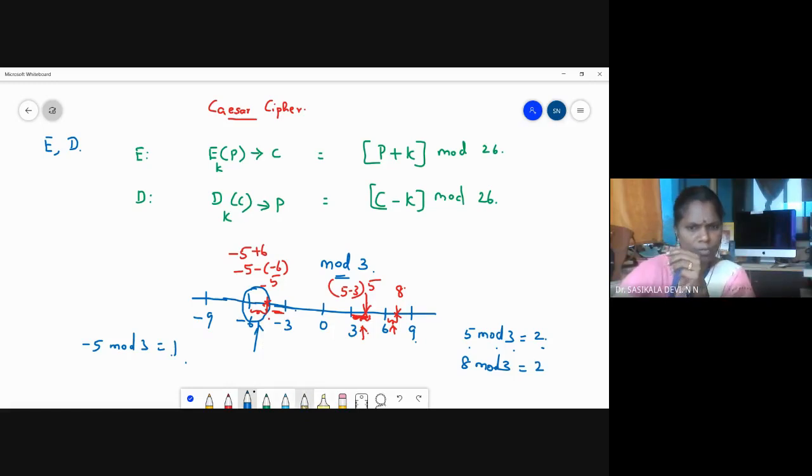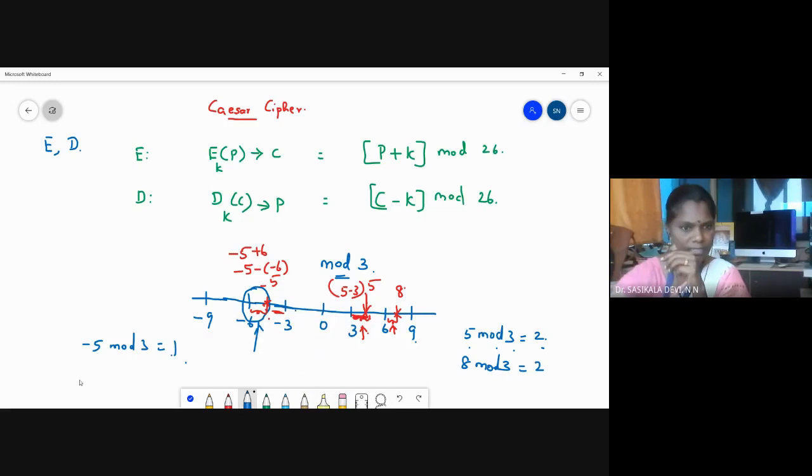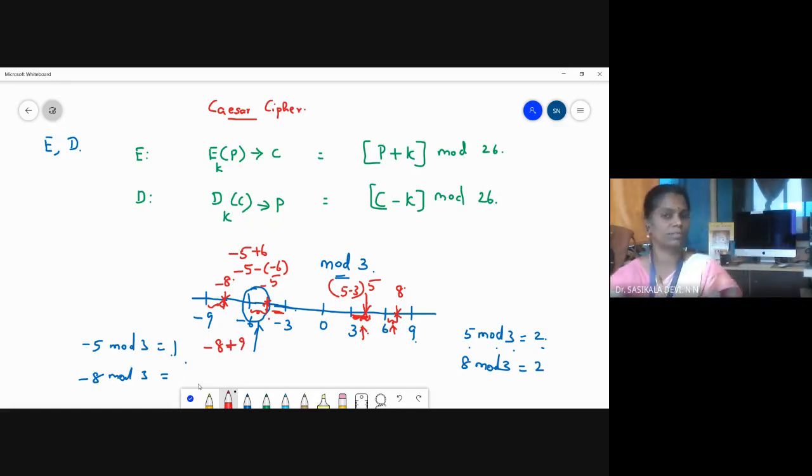Let's go for one more case with a negative number. Minus 8 mod 3. 8 will be somewhere here, and minus 8 is here, so the remainder is this partition. Minus 8 minus minus 9, that is minus 8 plus 9, which is also 1. What Aditya said is the same formula, but just imagine this number line diagram. You will never forget negative number modular reduction.